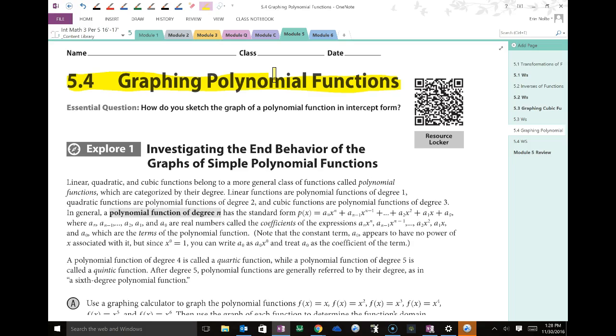Okay, so 5-4 is graphing polynomial functions. So far we have graphed linear functions like 2 years ago. We did absolute value functions. You did quadratic functions. We did that in here. Oh, and cubic. We just did that. So now we're going to keep going, and we're going to do quartics, quintics, and so forth.